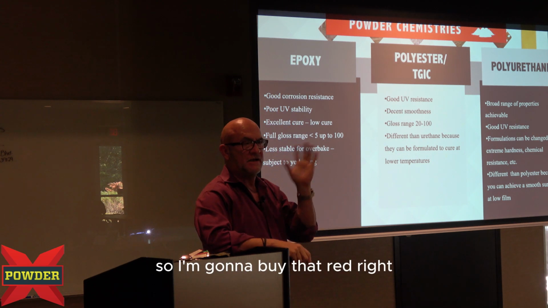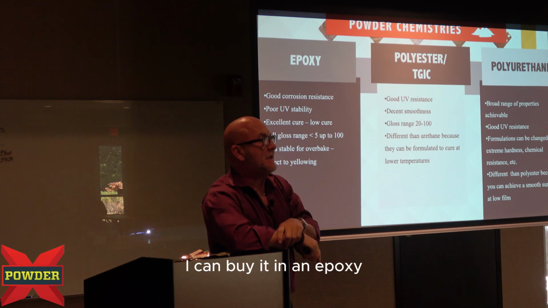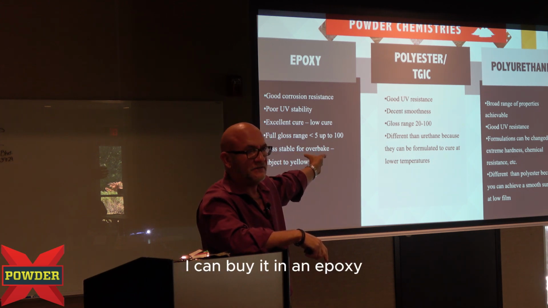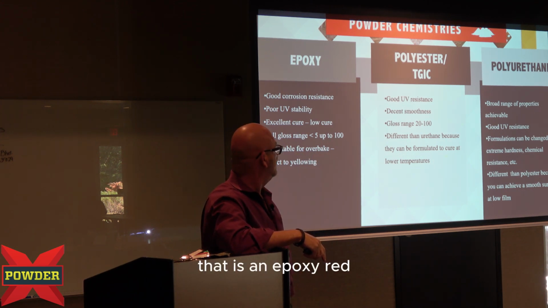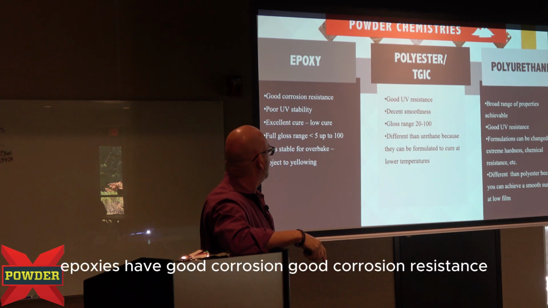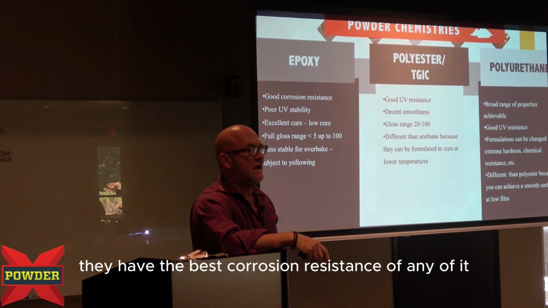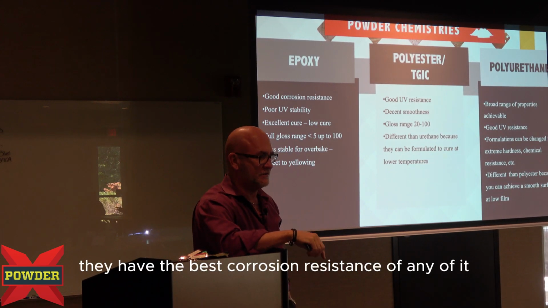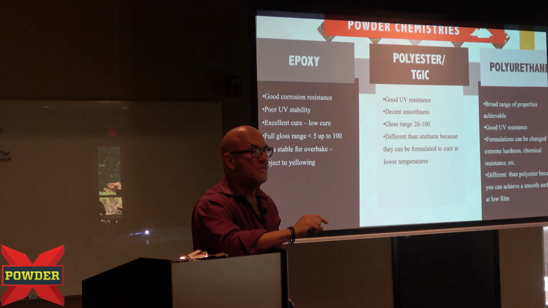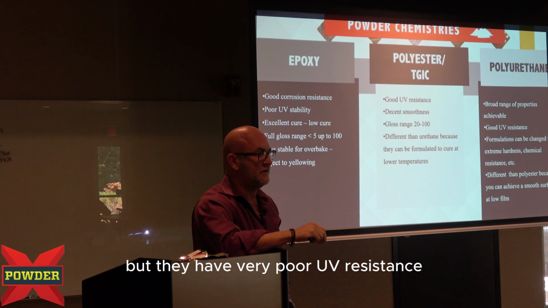But here's what your options are going to be. So I'm going to buy that red, right? I can buy it in an epoxy. That is an epoxy red. Epoxies have good corrosion resistance, but they have poor UV stability. They have the best corrosion resistance of any of it. Good chemical resistance, but they have very poor UV resistance.